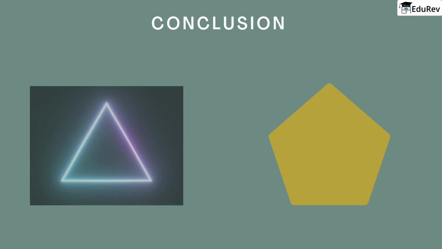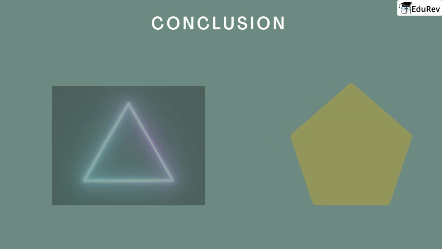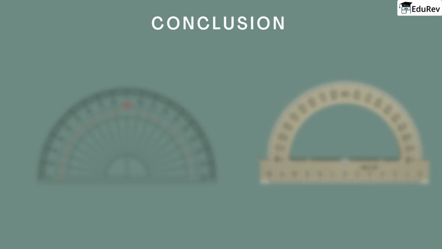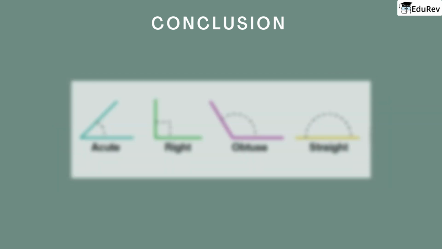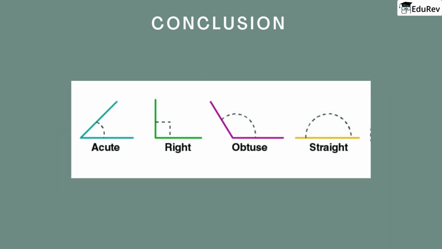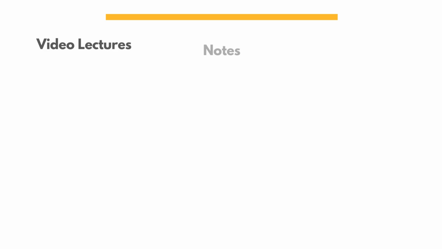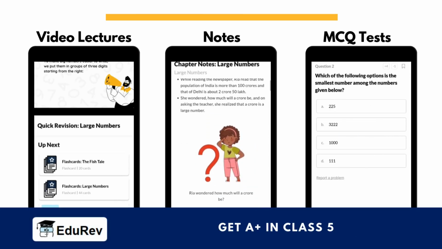In this video, we covered shapes, the differences between open and closed shapes, polygons, and angles. We also talked about how angles are measured, types of angles, and their applications in everyday life. Understanding these concepts will help you see the world in a new, geometric way. We hope that you have understood the topic.